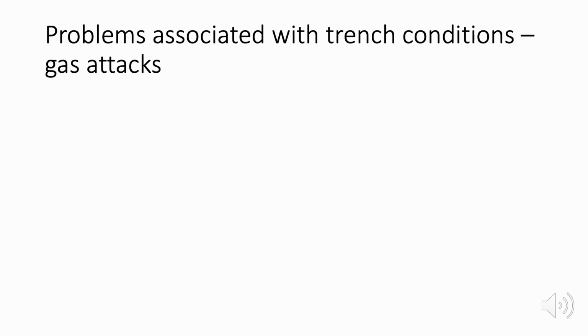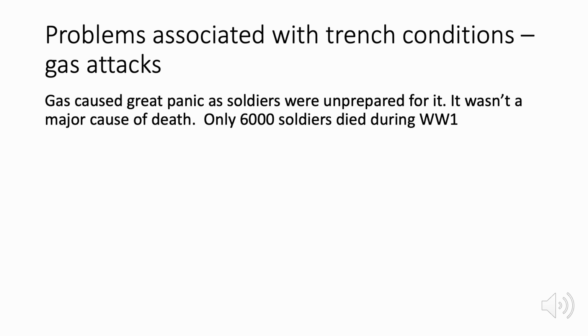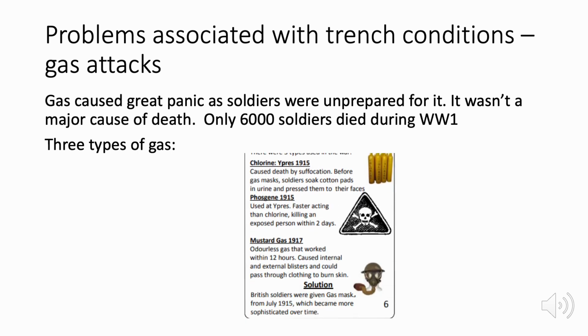Okay, your fourth problem is gas attacks. So gas caused great panic as soldiers were unprepared for it. It wasn't a major cause of death though, so only 6,000 soldiers died during World War I as a result of gas attack. For the exam, I would recommend that you know the following three gases. So we've got chlorine, phosgene and mustard gas.